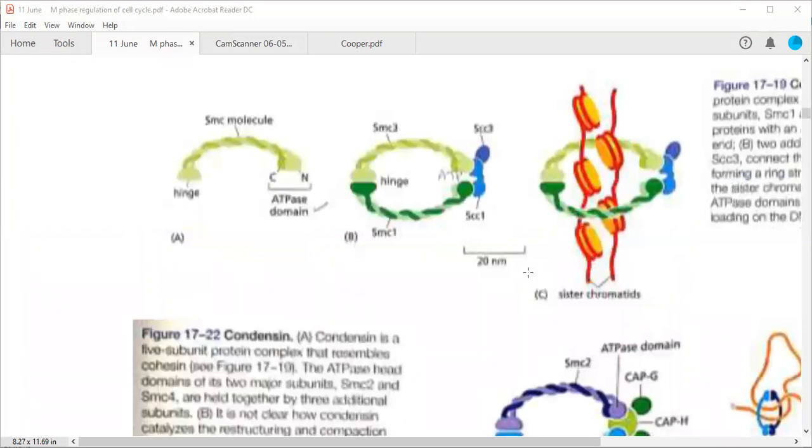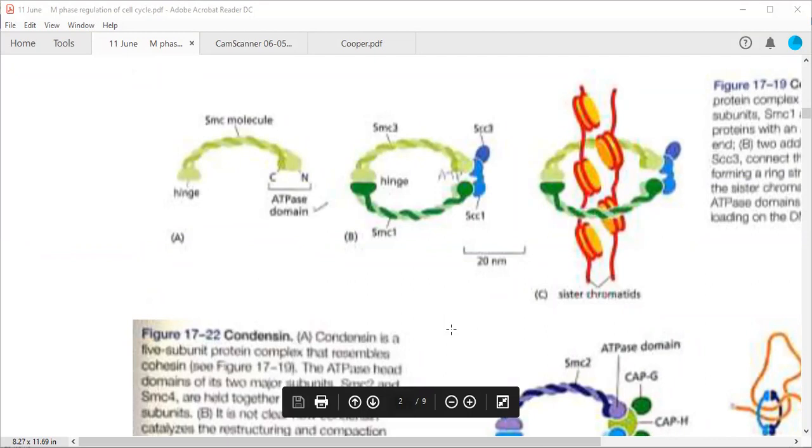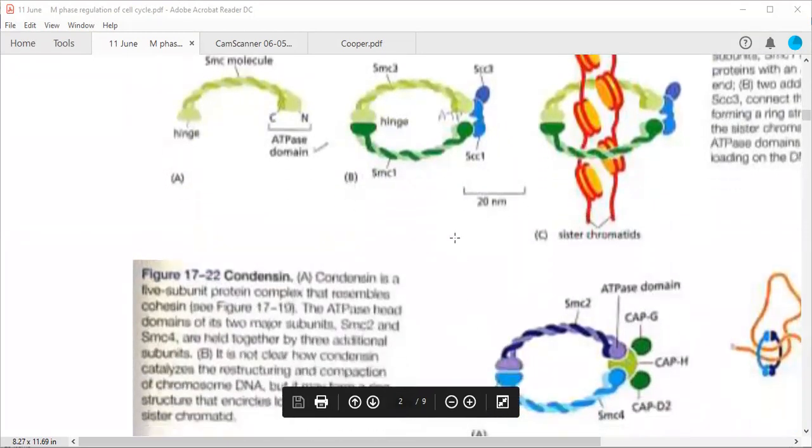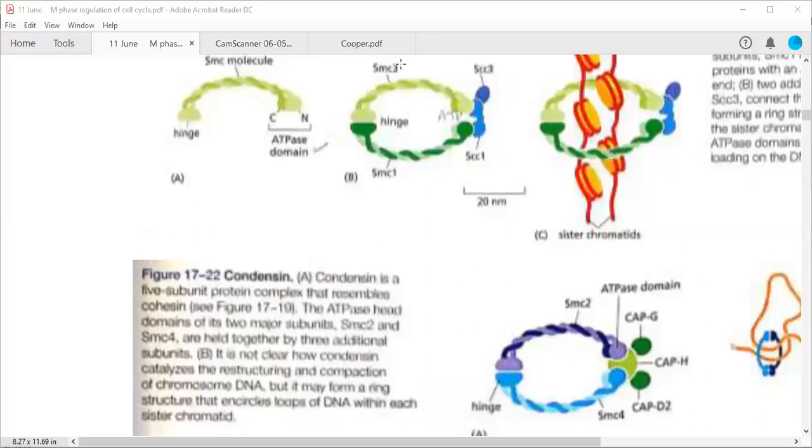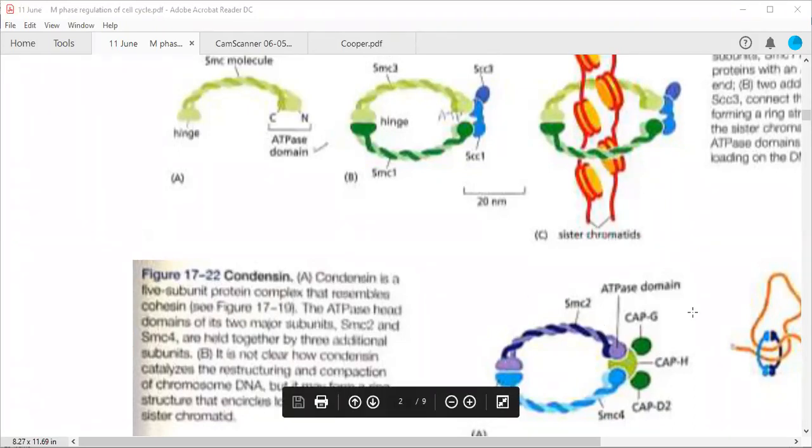Now we are coming to another protein which is required for the condensation of chromosomes, that's condensins actually. So here you have seen there are 4 monomers: SMC1, SMC3, SCC1 and SCC3. Here in condensin there are 5 proteins which are making the complete structure. So we'll see.